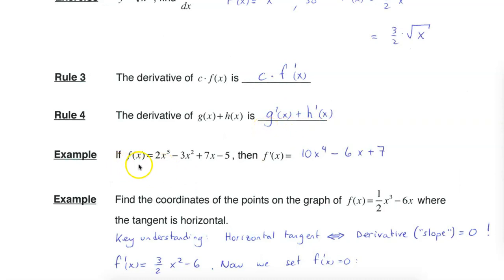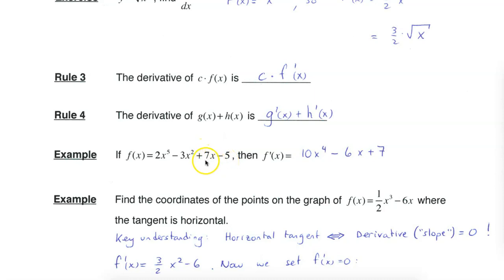Here's an example. This is a function. It has 1, 2, 3, 4 terms, and each of them you can take the derivative separately. So the derivative of 2x to the 5 is going to be 10x to the 4. The derivative of 3x squared is going to be 6x. The derivative of 7x, you can use the power rule here, but you can also think of this entire group here. It's just a line. It's the line 7x minus 5, so the derivative of this entire group is 7.